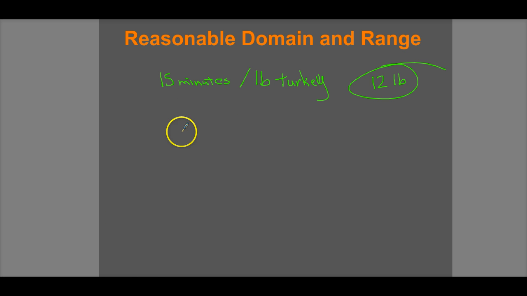So in order to look at it from a graph situation, I would have 15, 30, 45, 60. These are in minutes, by the way, and on and on and on. For turkey, I have pounds.